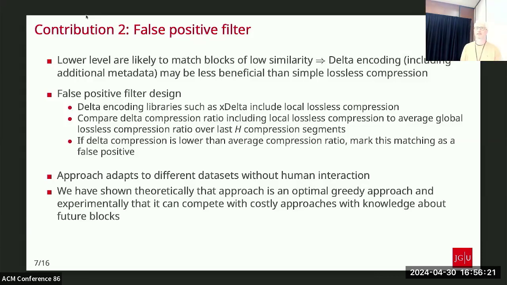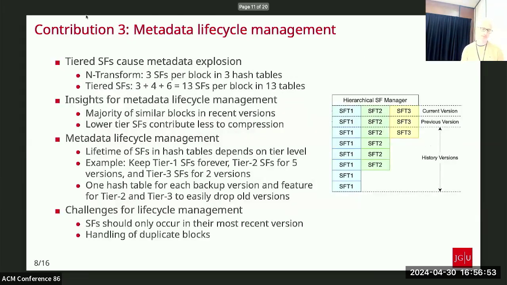And therefore, we defined a false positive filter in our approach, where we said, okay, let's check how good is the lossless compression of the matching block, which we found. Then we compare it with the average compression we have in our setting over the last H blocks. And only if the compression of this data encoding approach is better than the average compression we have, then we say, okay, it's a positive, we can take it. And this works out pretty well. And we have been able to show in our papers that this is even optimal for a greedy approach.